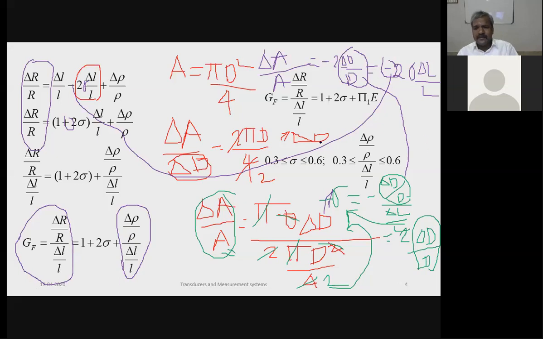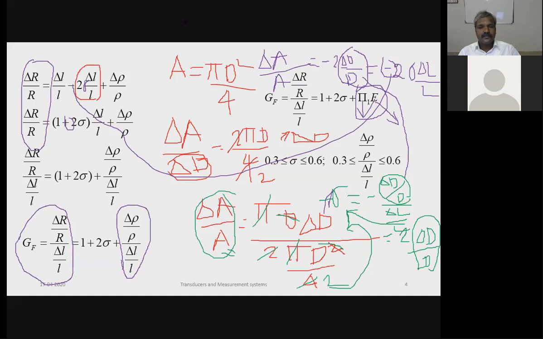You see here the gauge factor is delta R by R divided by delta L by L equal to 1 plus 2 sigma. We are going to define delta rho by rho, plus delta L by L. So that is equivalent to this, pi 1 E, that's all. This pi 1 is nothing but, E is the modulus of elasticity. This is per unit change in resistance.